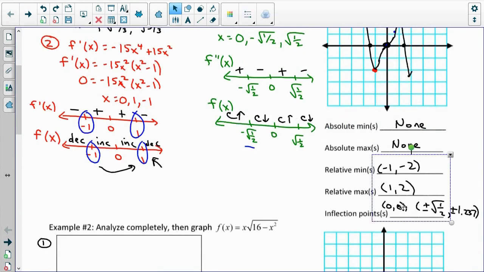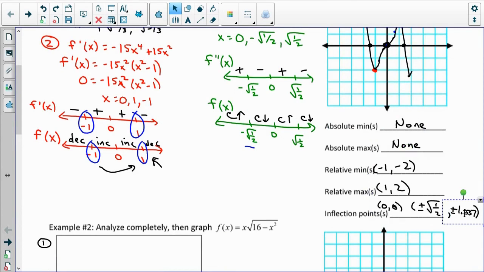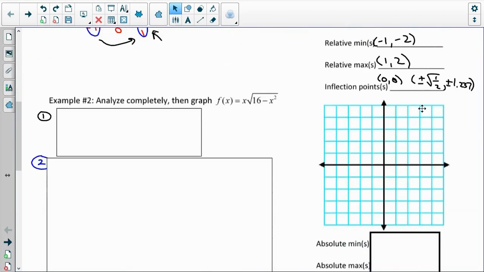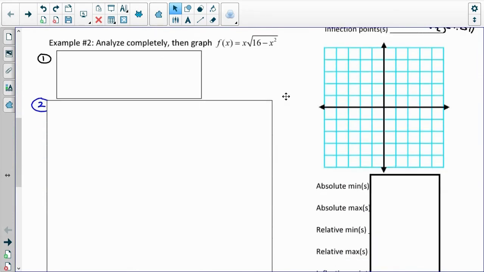And then I had some inflection points as well at (0, 0), and at plus or minus √(1/2). And then I found the y values of those on the calculator. So I kind of cheated on that. But that would be where the inflection points are.